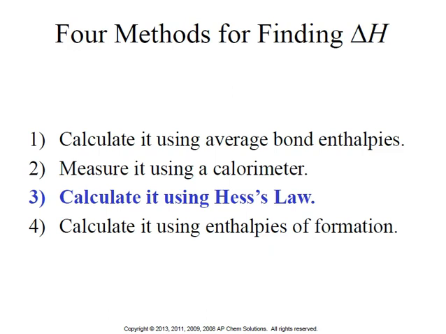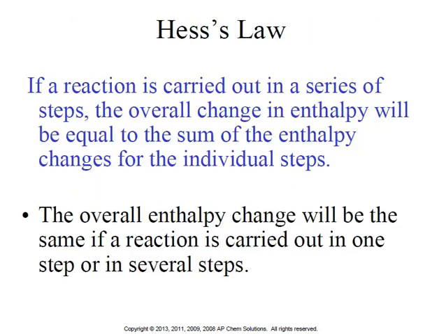In this method, we're using the fact that it doesn't really matter what pathway a reaction takes to get from reactants to products, the change in energy should be the same. So that is what we're going to look at in Hess's law. And remember, last video we looked at using a calorimeter, and that's when we see how much heat, Q, is released through the process, and then we use Q to calculate delta H. So today we're talking Hess's law.